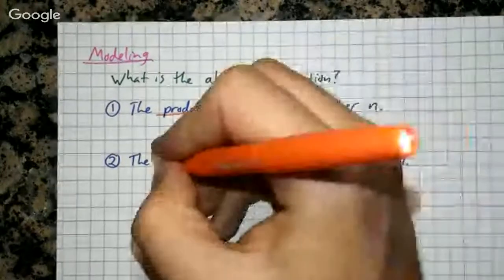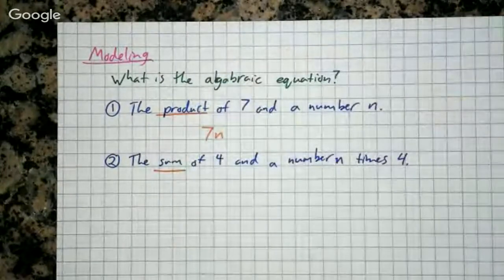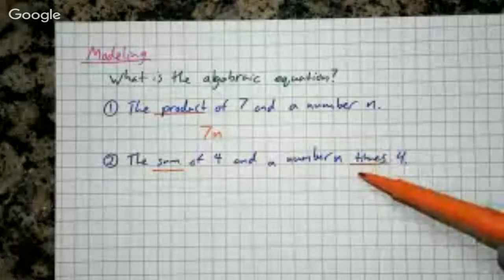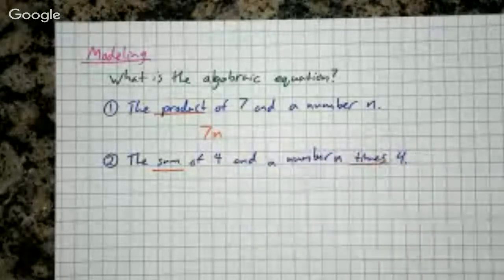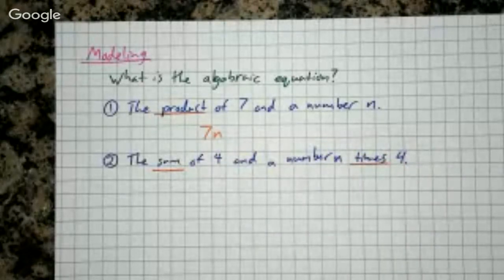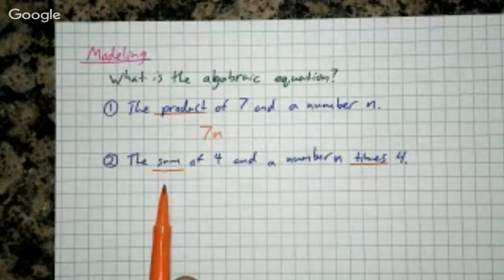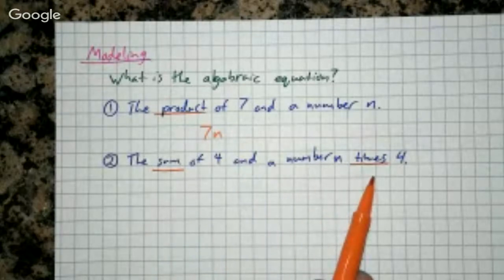So this time we're going to have sum and times, and we have to figure out what's going to happen first. Are we going to have to multiply both of them together or multiply first? So it says the sum of 4 and a number n times 4. So it has to be the sum that we're multiplying.